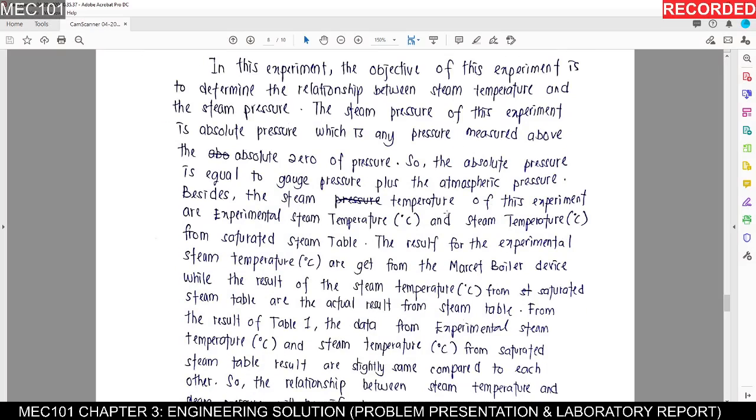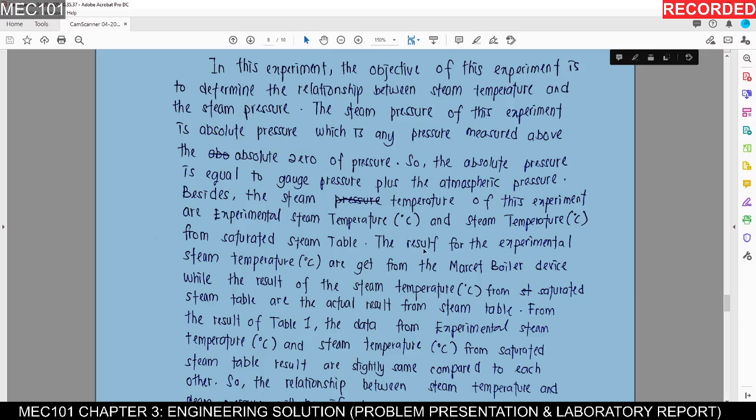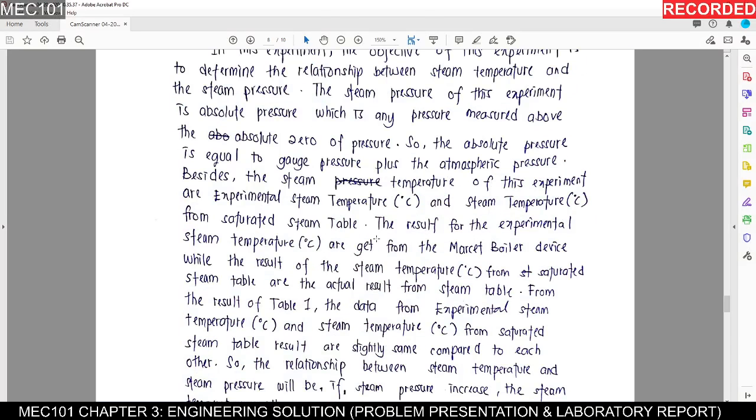Okay, besides, the steam temperatures of this experiment are the experimental steam temperature, which is the value they found in the experiment, and the steam temperature from the saturated steam table. This is the value they compare, to verify their experimental results against the theoretical results. Okay, the results of the experimental steam temperature, okay, this one is a grammatical error. Never mind, but make sure you do not repeat their mistakes in the future. Are obtained from the Marcet boiler device, while the results of the steam temperature from the saturated steam table are the actual result.